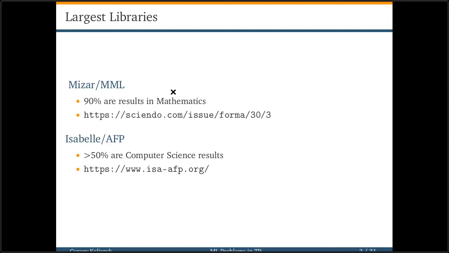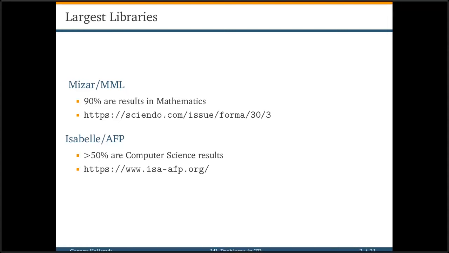By mathematics, I mean analysis, algebra, topology, and so on. Whereas computer science results means properties of programs, of protocols, algorithms, and so on. This is actually rather surprising, and it comes from both who is the user of a system and what is easy to formalize in the system.